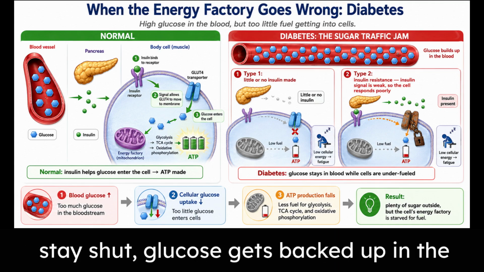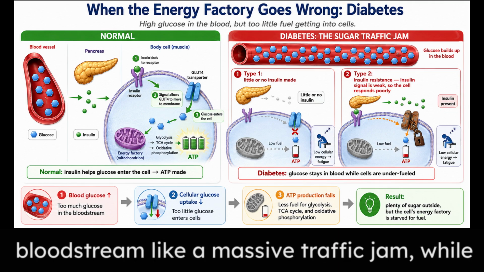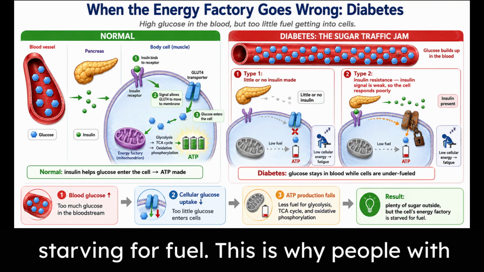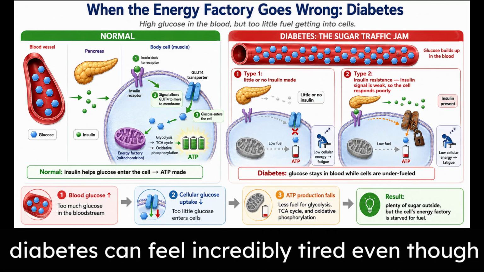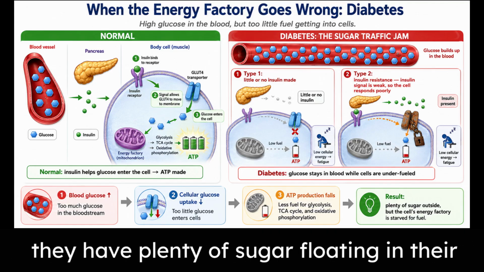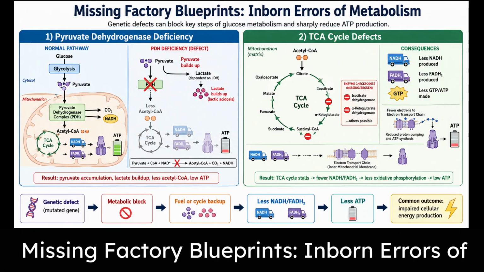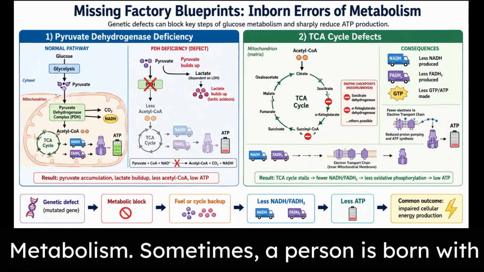Because the gates stay shut, glucose gets backed up in the bloodstream like a massive traffic jam, while the cellular factories inside sit empty, starving for fuel. This is why people with diabetes can feel incredibly tired even though they have plenty of sugar floating in their blood. Missing factory blueprints. Inborn errors of metabolism.